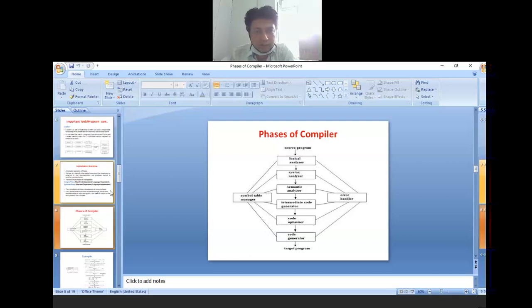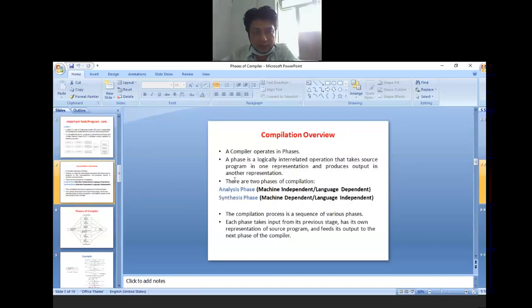So these are the phases of the compiler, and this is the definition of phase, which is very important. A phase is a logically interrelated operation that takes source program in one representation and produces output in another representation. So there are two phases of compilation. First is the analysis phase, and the second is the synthesis phase.